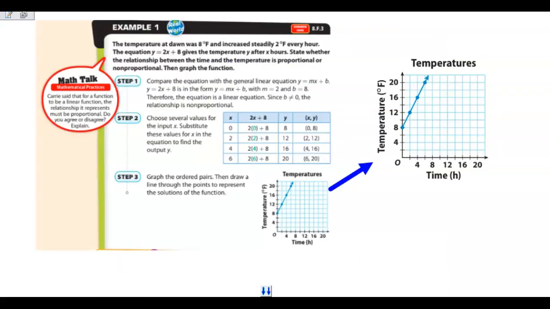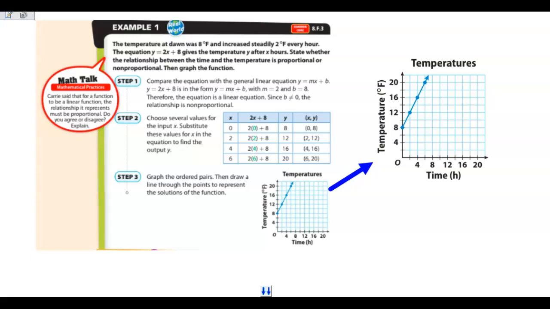It says the temperature at dawn was 8 degrees Fahrenheit and increased steadily at 2 degrees Fahrenheit every hour. The equation y equals 2x plus 8 gives the temperature y after x number of hours. State whether the relationship between the time and the temperature is proportional or non-proportional, and then graph the function.